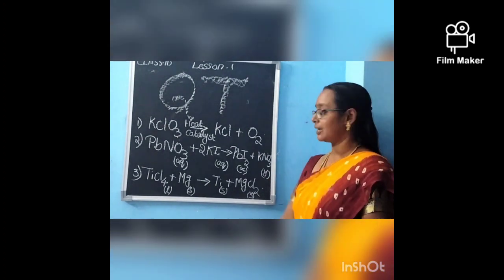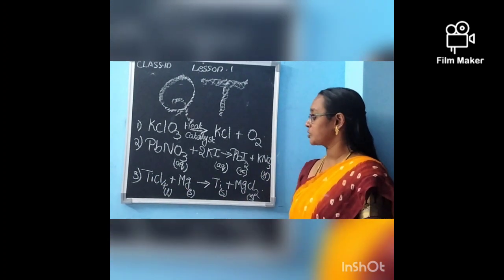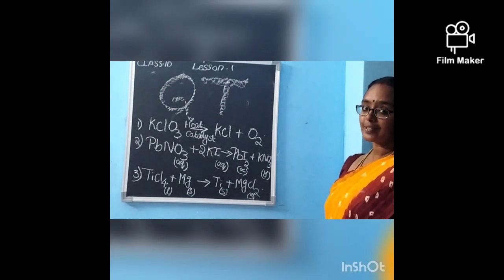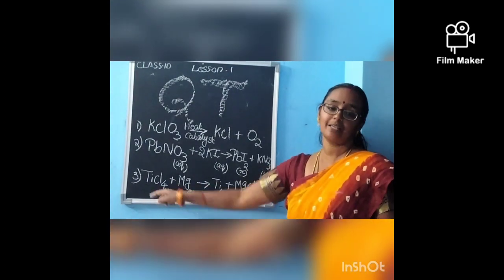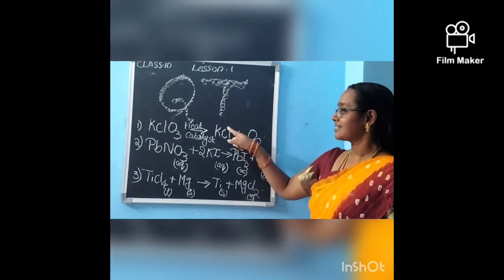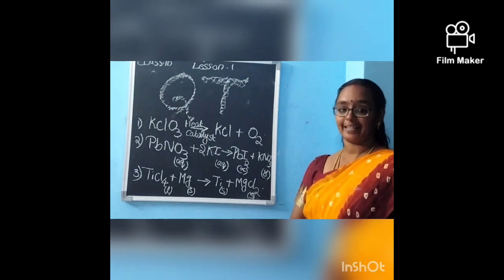Then we are moving to the third question. Here, titanium chloride reacts with magnesium to form titanium and magnesium chloride. In this reaction, the question is you have to balance this equation. Balance the equation. Okay, these are three different kinds of questions I have asked you. We will discuss all these in the next session.